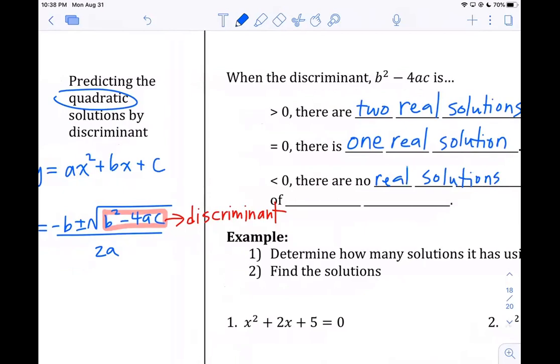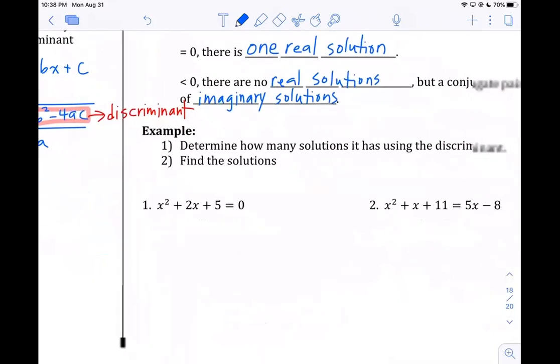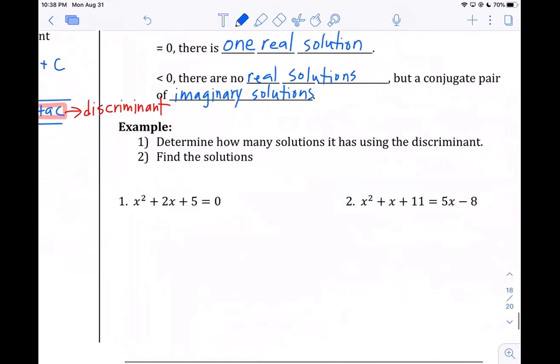But there is a conjugate pair of imaginary solutions because of the negative number inside the square root. All right, so let's go ahead and have you practice these. Determine how many solutions it has using the discriminant, and then find the solutions. I'm gonna do the first one really quickly because it's a much easier problem.